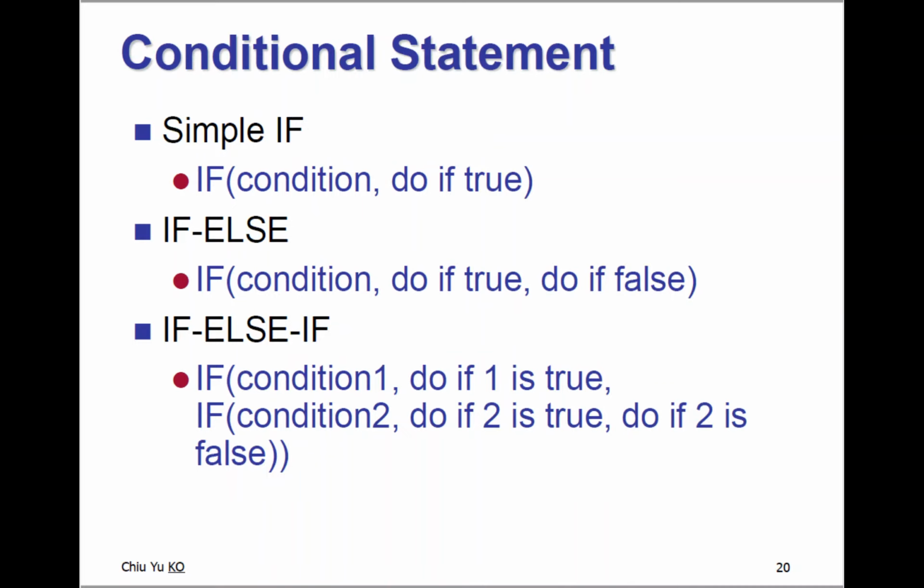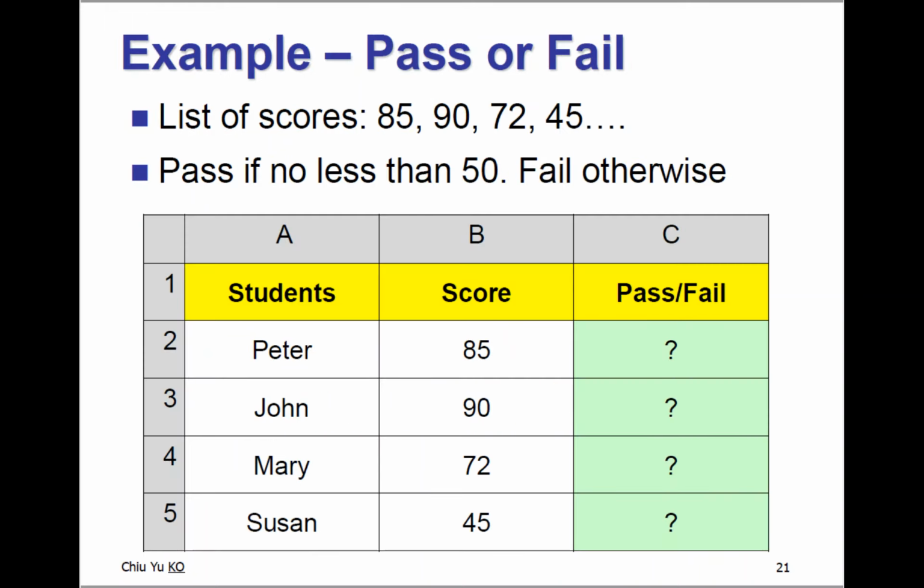It is: if the condition is true, then do something, or if-else: if something is true we do something, otherwise we do other stuff. And we can nest it, combining this again and again, and then it gets more complicated. Let's see the example.